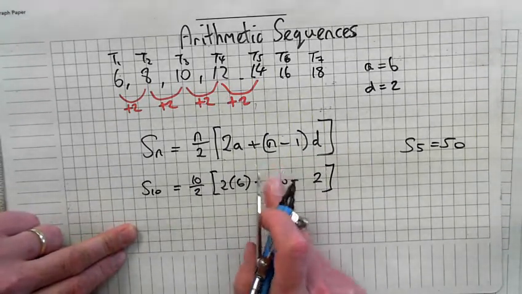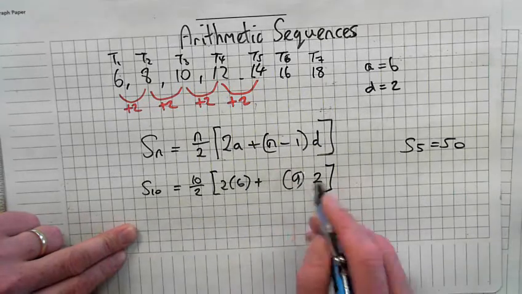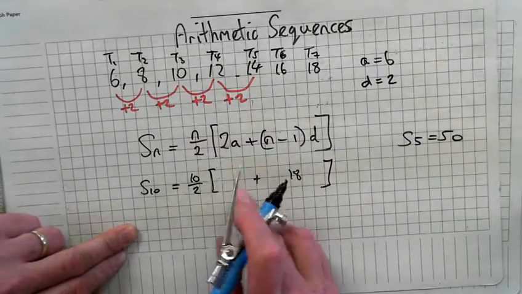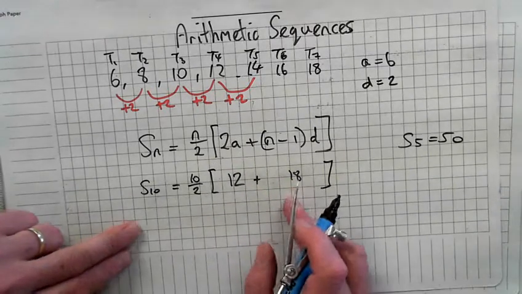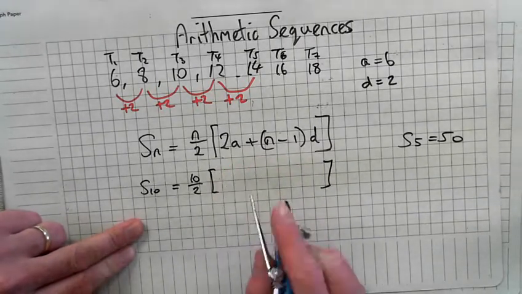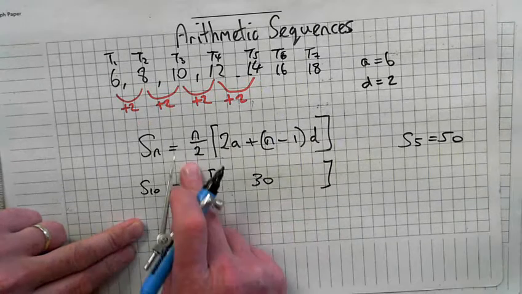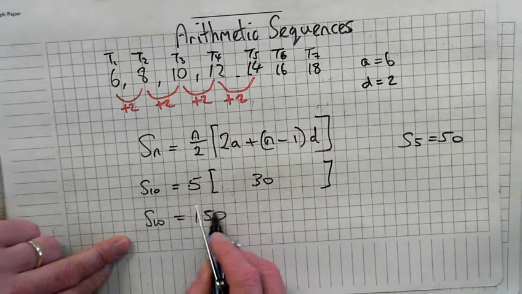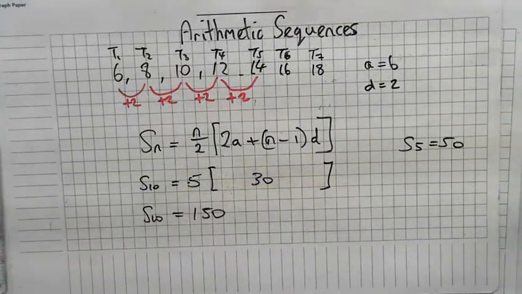So 10 minus 1, 9 times 2, 18. 2 times 6, 12 plus 18, 30. 5 times 30, 150. You can see the advantage of using this formula. If I wanted to add up the first 100 terms, if I want to add them all up, it becomes easier.